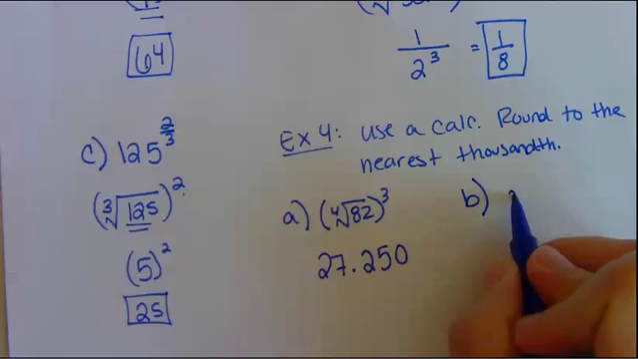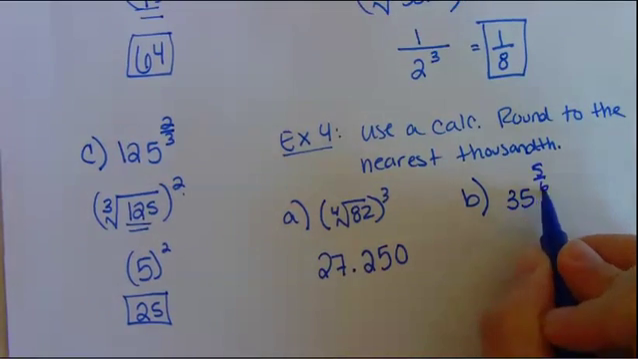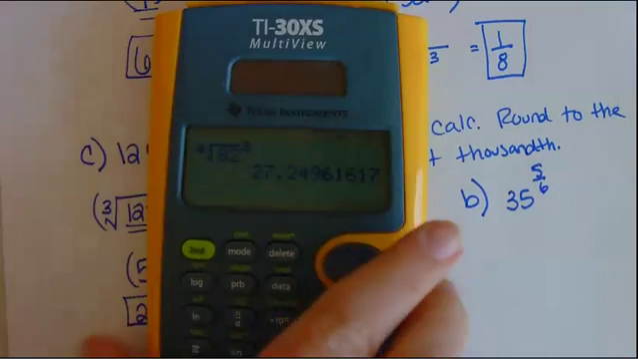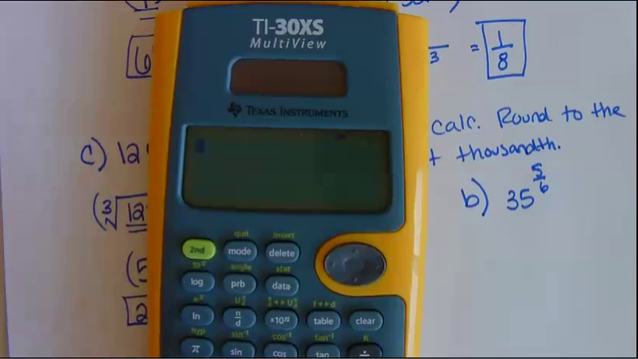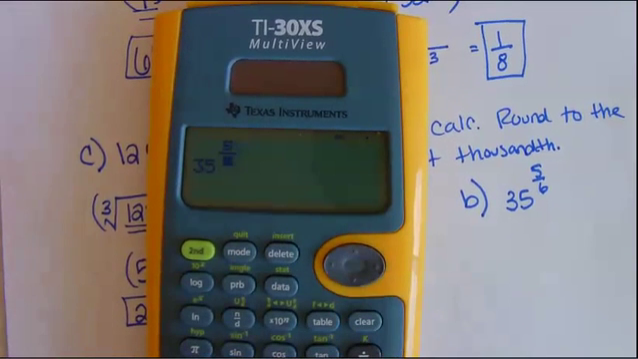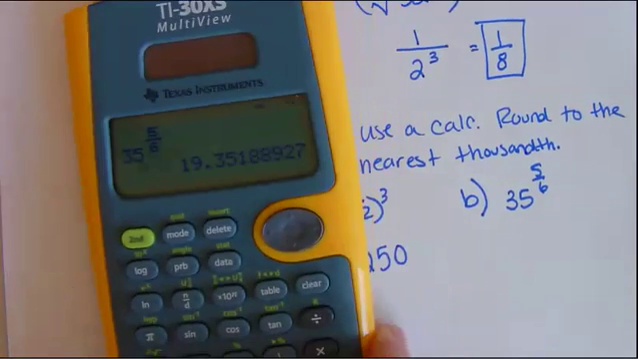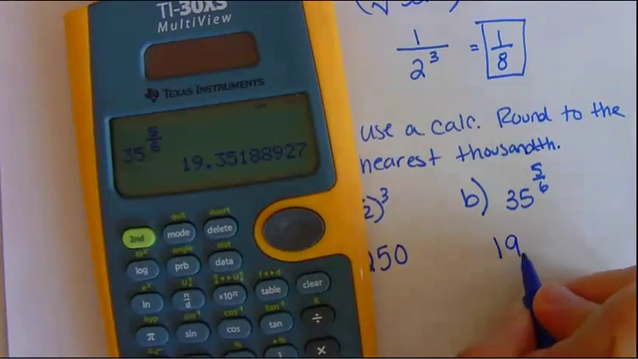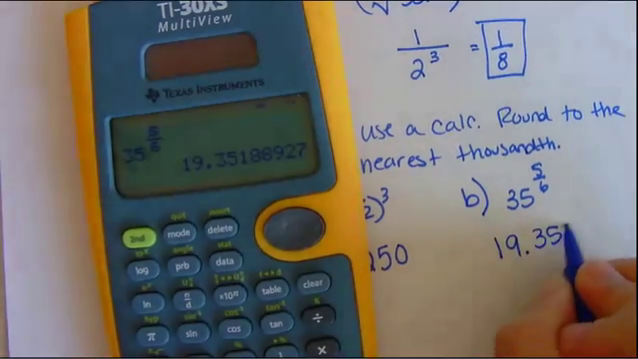Let's try another one. 35 to the 5/6 power. So again, we'll take our calculator here. And we're going to do 35. We're going to exponent. And since our exponent's a fraction, we can go ahead and press this fraction button. And then it's going to be 5 over 6. And then we can round that to 3 decimal places. So we'll go with 19.352.